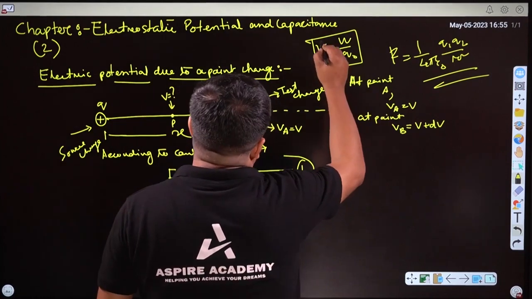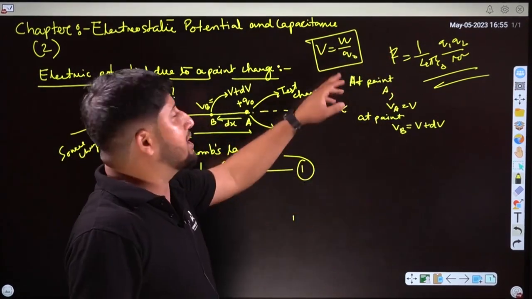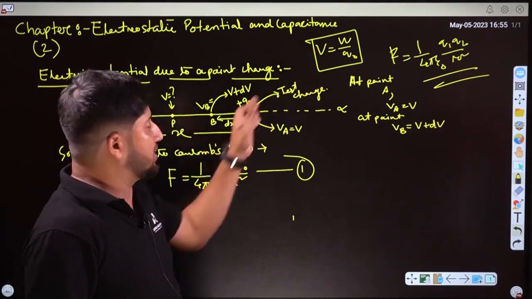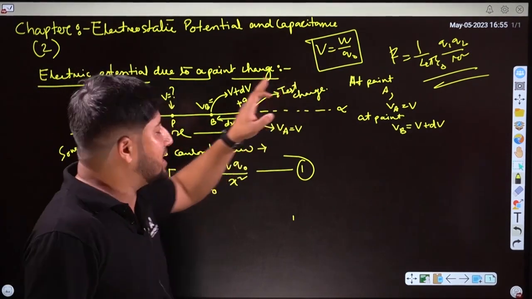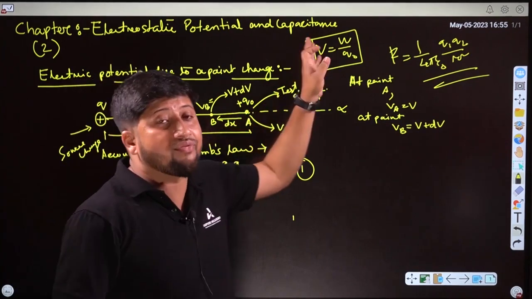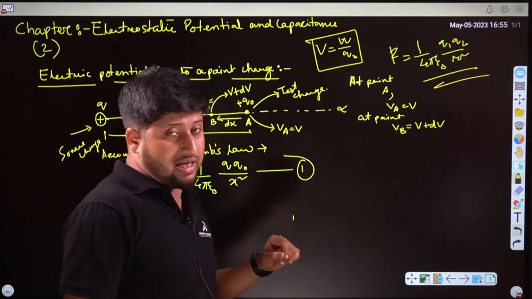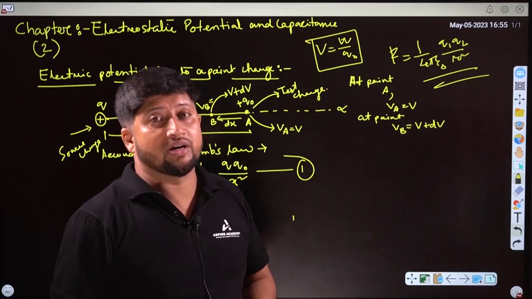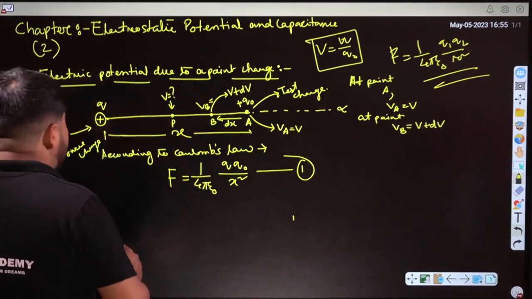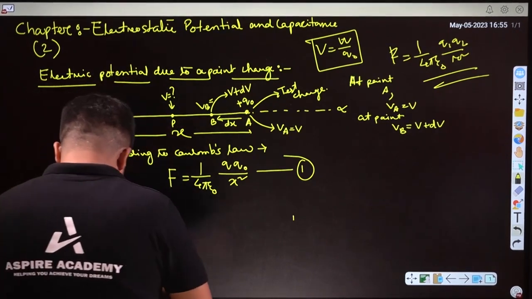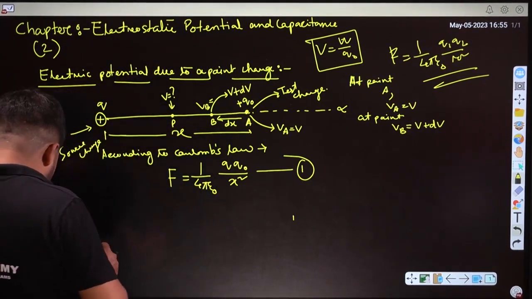We know that we have to calculate the electric potential at a particular point P. So how can we calculate this electric potential at a particular point P? We know the formula: V is equal to W by q naught. It means we don't need the force, but we need the work done. First of all, work done in bringing a unit positive charge from one point to another point.